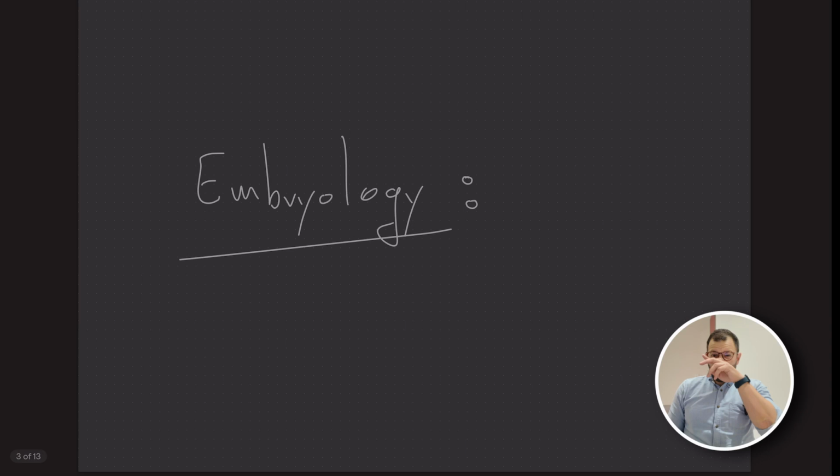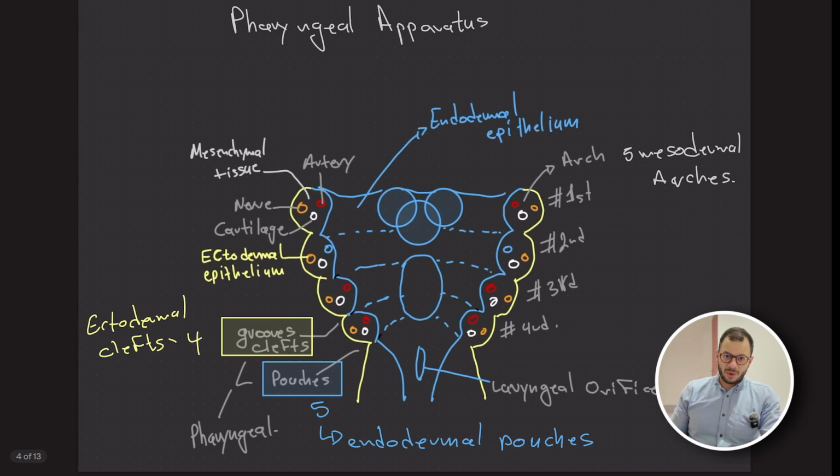First and foremost, you will need to understand our embryology in order to really comprehend the formation of the brachial cleft cyst. And we start at the pharyngeal apparatus. As you can see here, the pharyngeal apparatus consists of arches, grooves or clefts, and then pouches. In total, we have 5 pouches, 4 grooves, and 5 mesodermal arches. The grooves and clefts are formed from ectodermal tissue, while the pouches are from an endodermal epithelium.